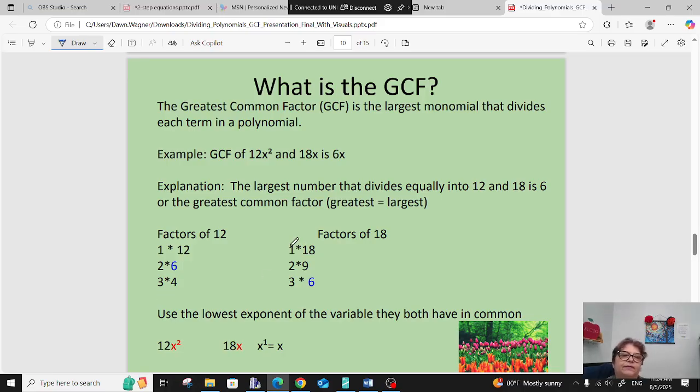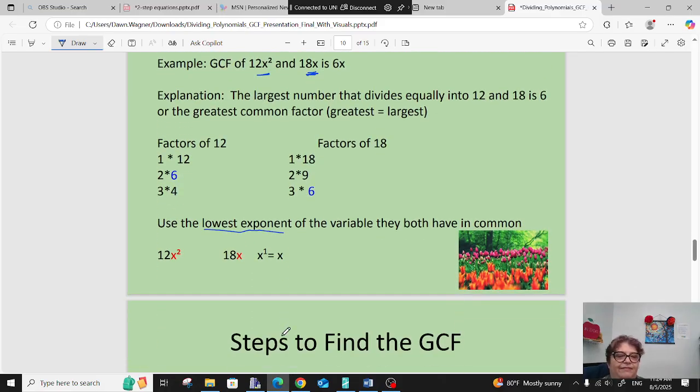Now you look at the variables. You always take the smallest variable because it has to have it in common. So what's the smallest exponent on these variables? We have x to the second and x. Yes, you use the lowest exponent. So that's why the greatest common factor is 6x. Okay?